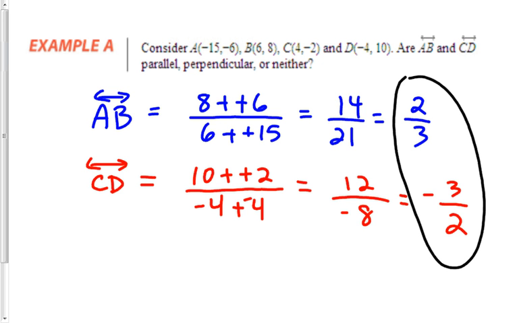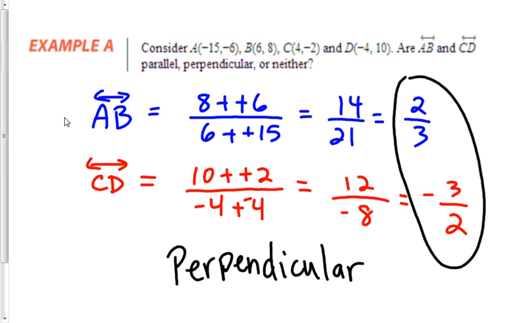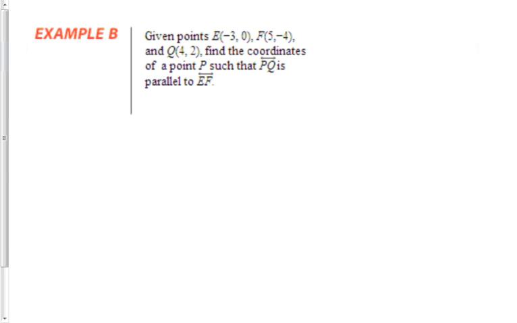Well, one is positive, one is negative, so they're opposite in signs. One is 2/3, the other is 3/2. These are opposite reciprocals of one another. Therefore, those lines are perpendicular. Let's look at one more.